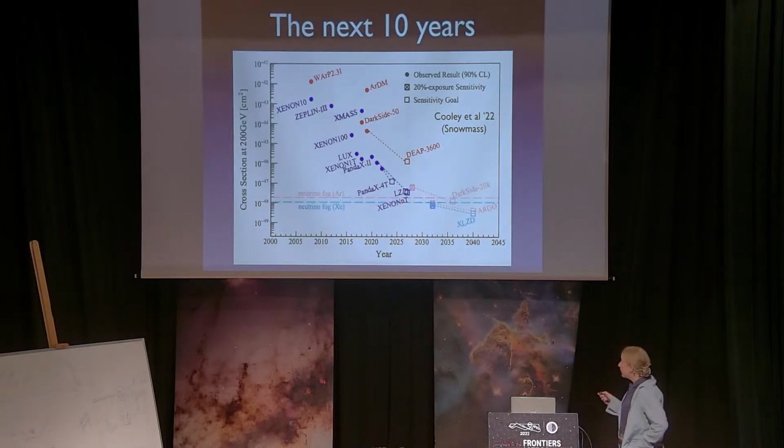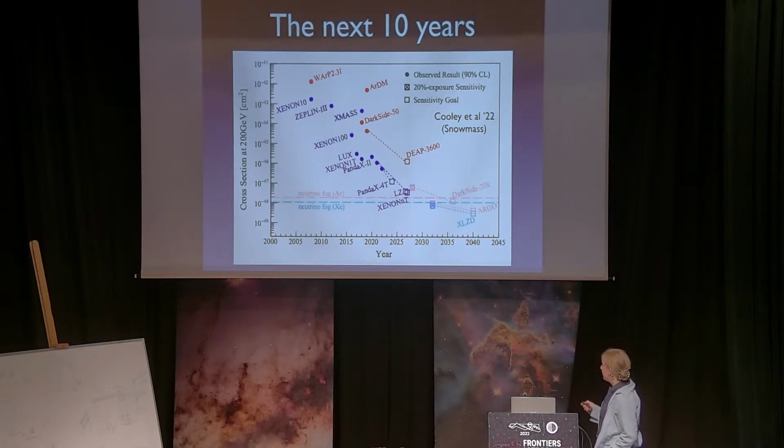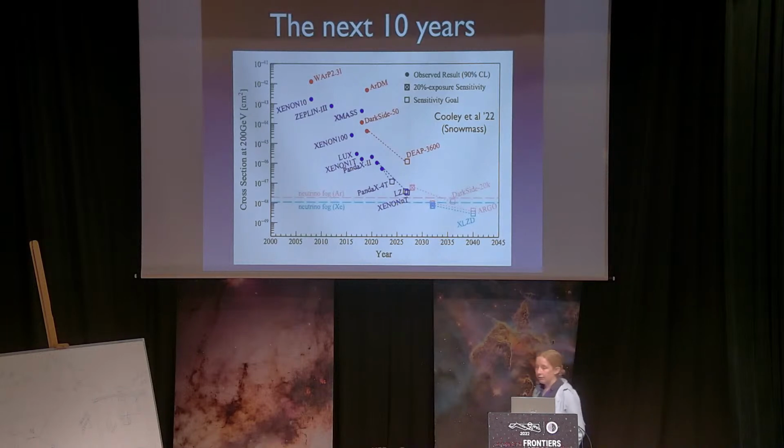The current generation of experiments are actually going to get pretty close to this point. These future planned experiments like Argo and XLZD would be the neutrino fog explorers for argon and xenon respectively. Here we are in 2022. The current generation of experiments, LZ and XENONnT, should finish their runs in a few years. Then XLZD and Argo are the targets for about 10 years from now.